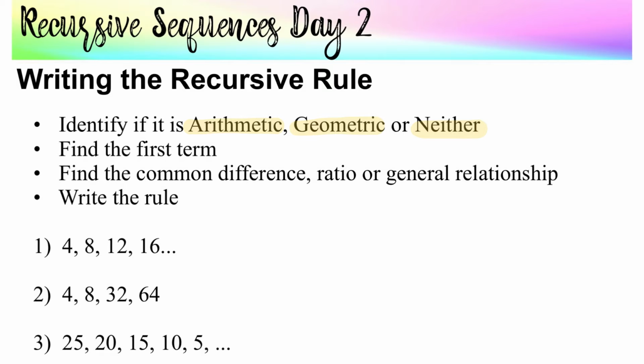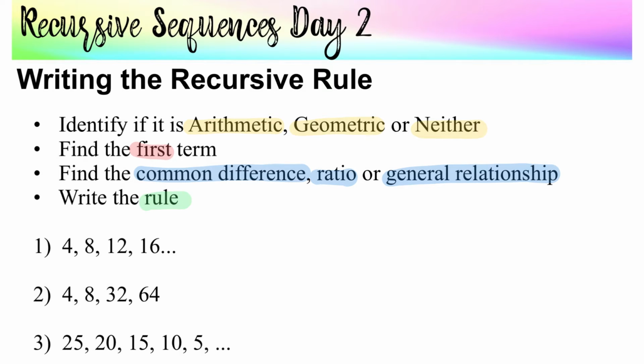Then we also want to find out what the first term of the sequence is. That's going to be our f of 1 or a sub 1. Once we find that, we go back to the idea of whether it's arithmetic or geometric by finding the common difference, the common ratio, or the general relationship. And then finally, we're going to write our rule.